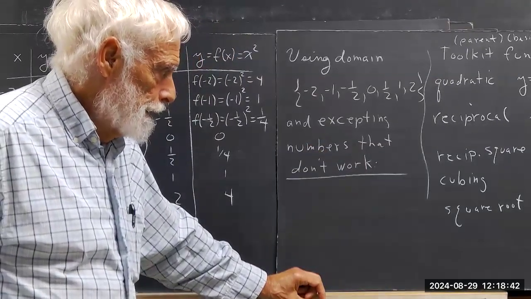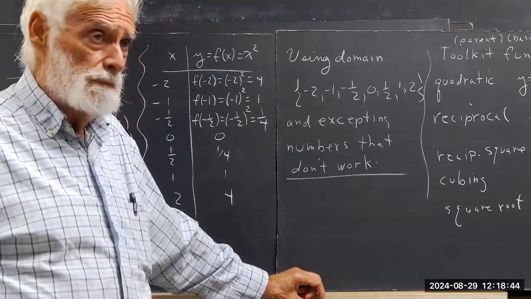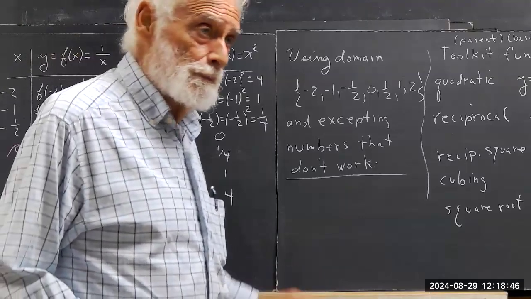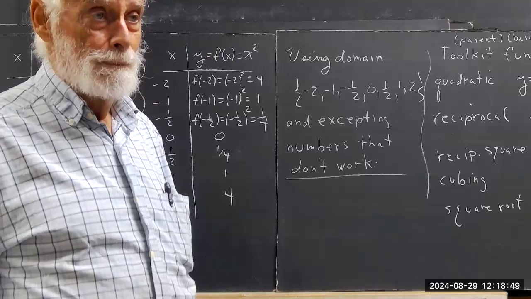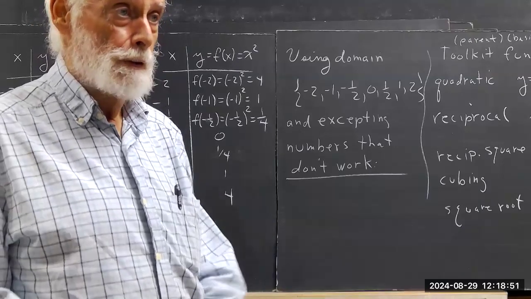Okay. What about 0? Anybody want to tell me what the square root of 0 is? What do you multiply by itself to get 0?